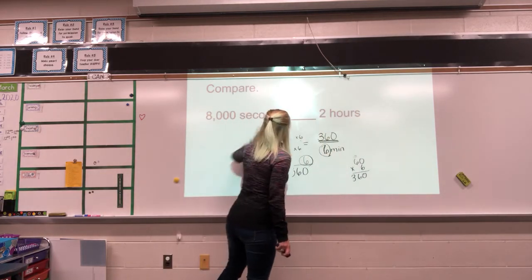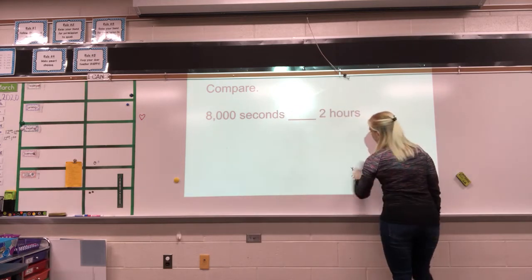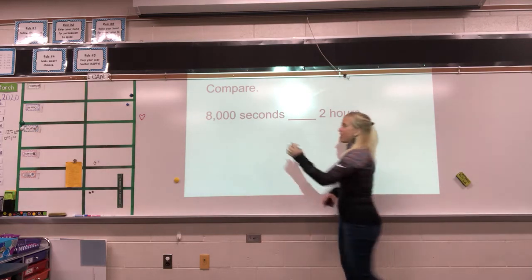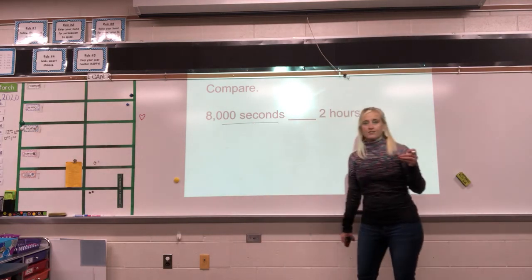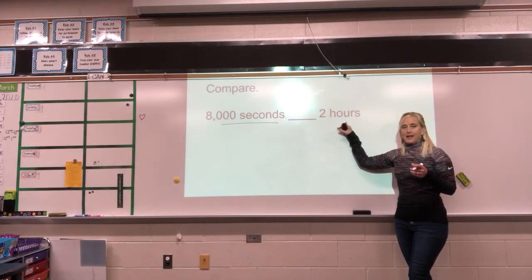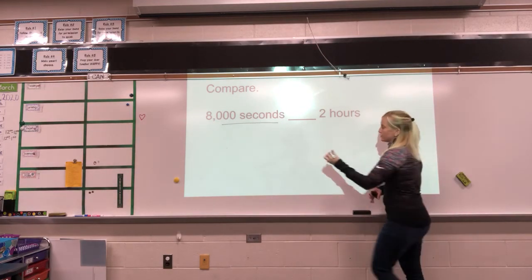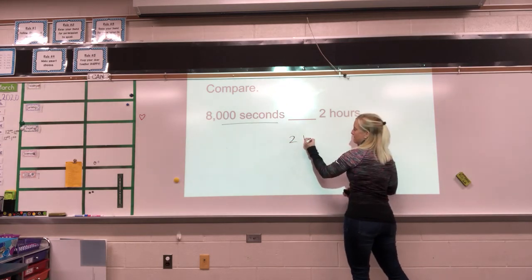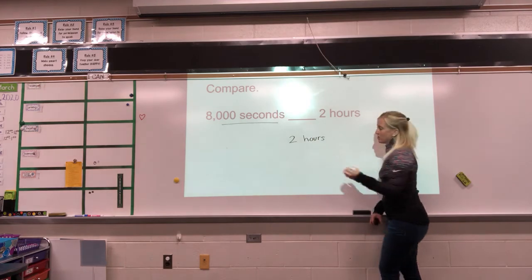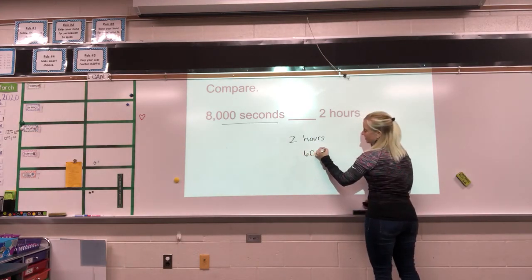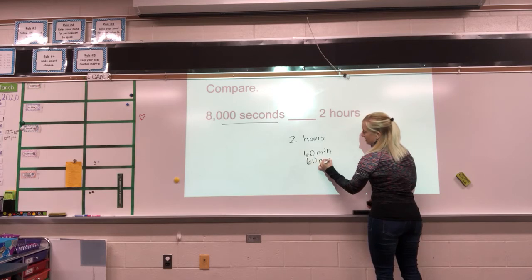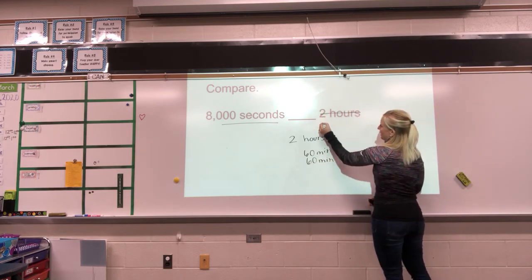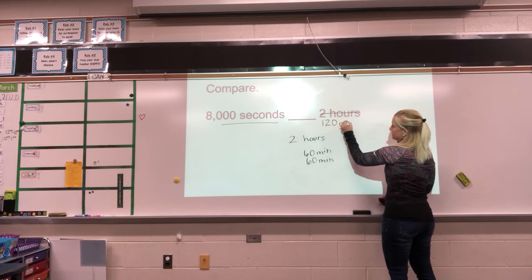Okay, let's try another one together. Compare. So now we have 8,000 seconds and 2 hours. Well, seconds is the smallest possible frame of time. And so I'm going to try to change my hours into seconds. Well, first of all, 2 hours, if I have 2 hours, I know that that's going to be 60 minutes and 60 minutes because an hour is 60 minutes. So I know that right now, this is 120 minutes.